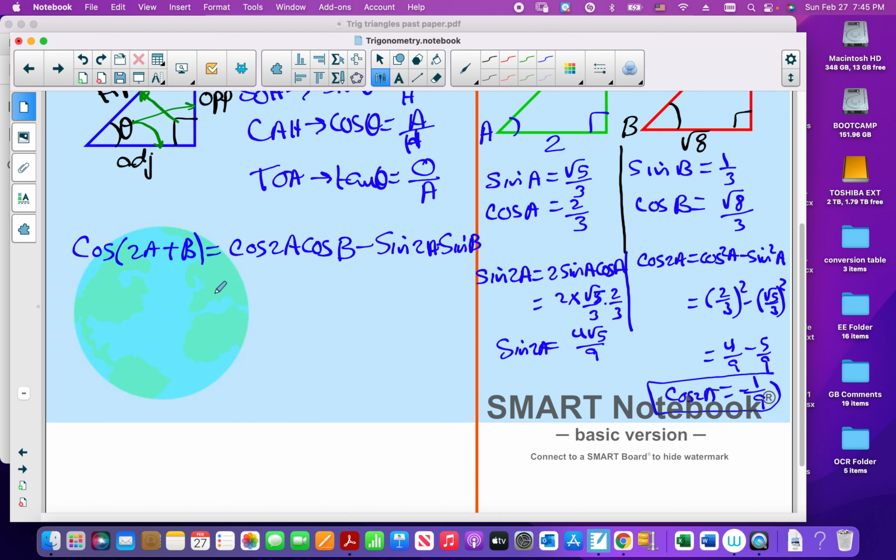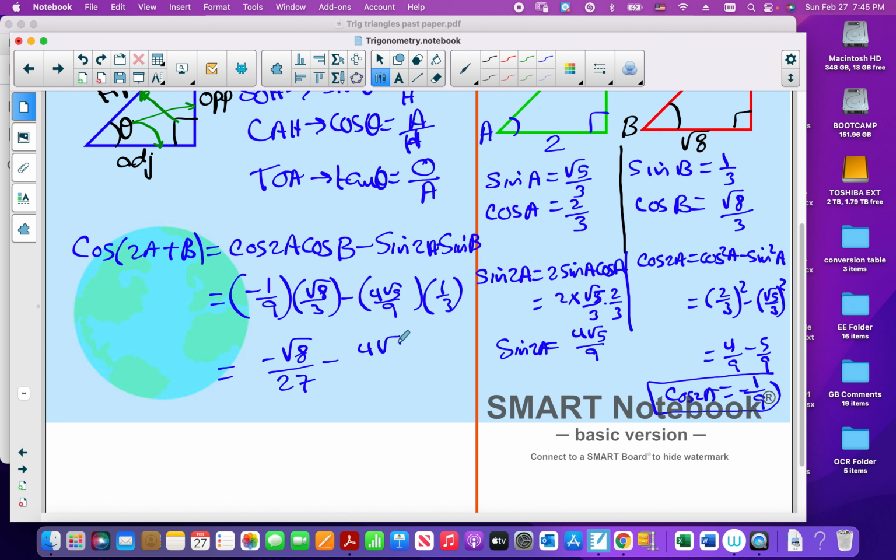Now I go and substitute cosine 2A. I already found it to be minus 1 over 9. Cosine B from the triangle in here, cosine B is root 8 over 3, minus sine 2A. We established sine 2A to be 4 root 5 over 9, times sine B. From here it is 1/3. Work that out. That will be minus root 8 over 27 minus 4 root 5 over 27.